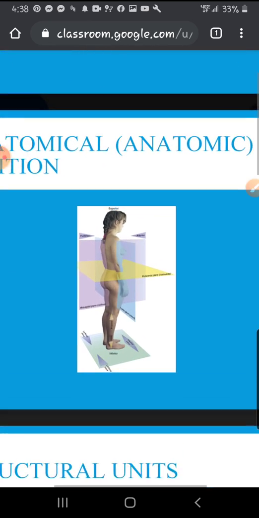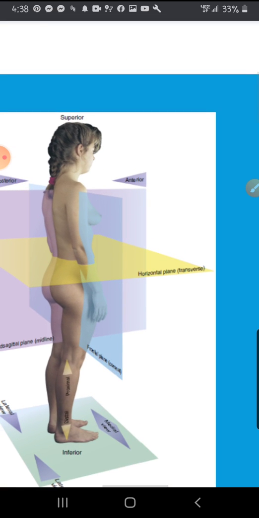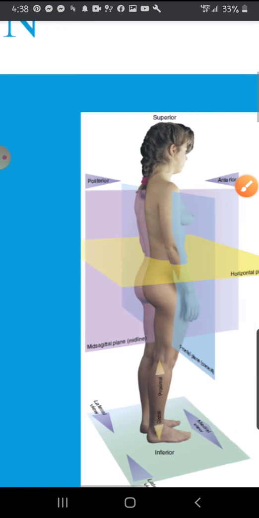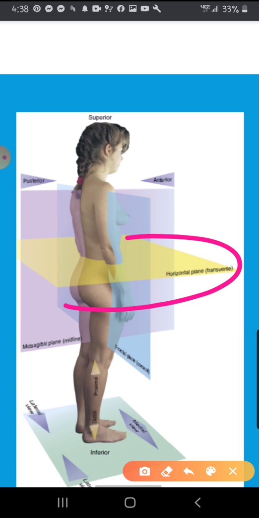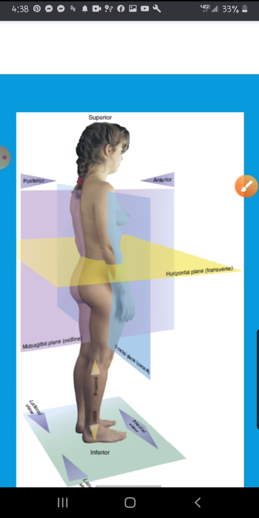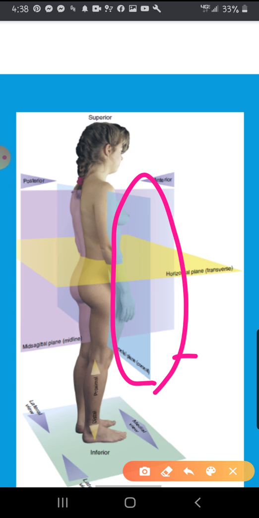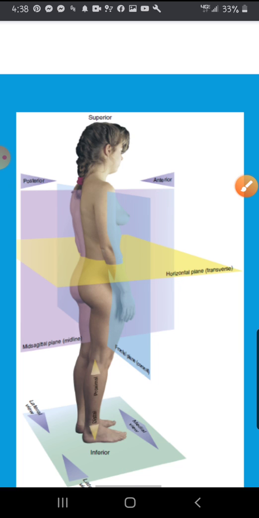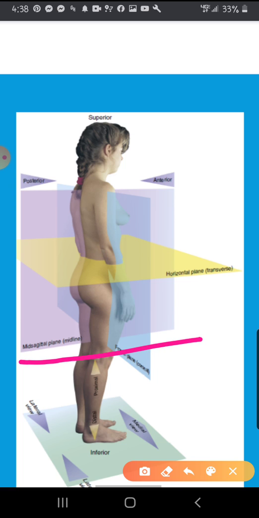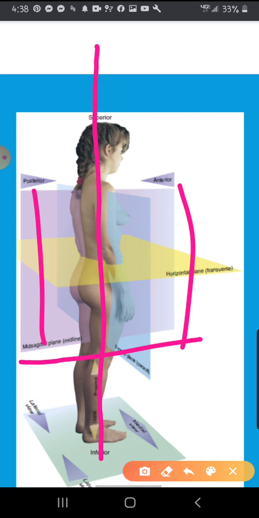So here we go. We have our photo here. Yellow right here, we have the horizontal plane. That is what the horizontal plane looks like. It's dividing the body horizontally from top to bottom. Here we have the frontal plane, the blue right here. It's just the whole front of the body. Then we have the mid-sagittal plane, that's right here in purple. It's simply dividing the body in half.